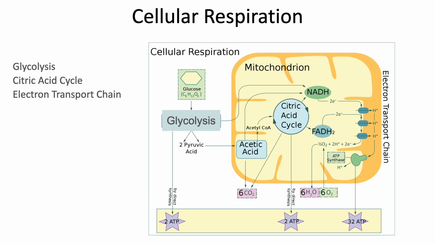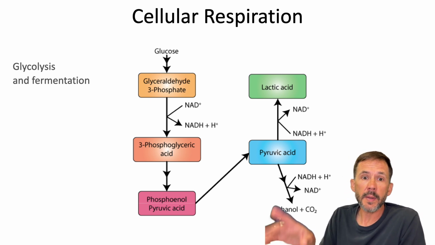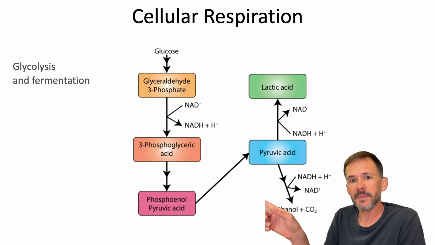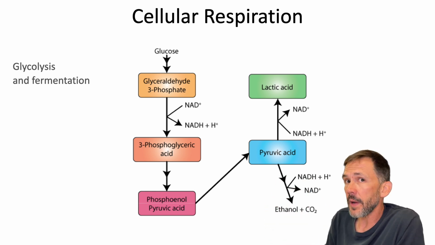So if oxygen is not present, that leaves us with something of a problem, because now we're going to get the buildup of pyruvic acid. In the context of not having any oxygen present, looking at this pathway on the left, if we start to get a buildup of pyruvic acid, we've got to do something with it.